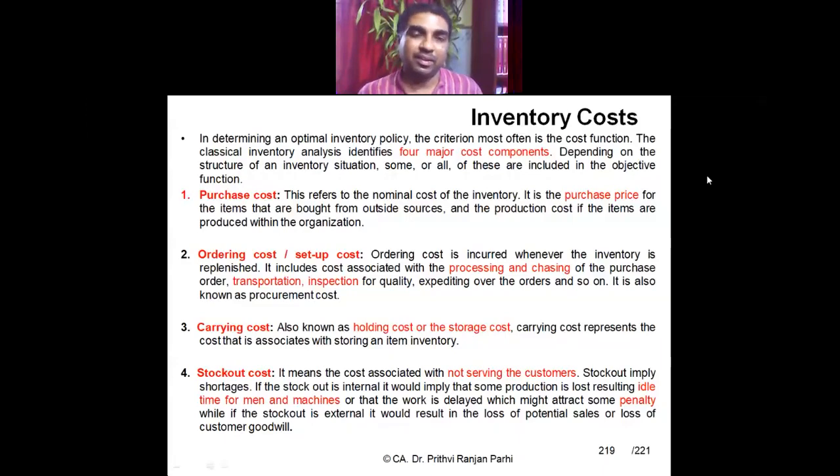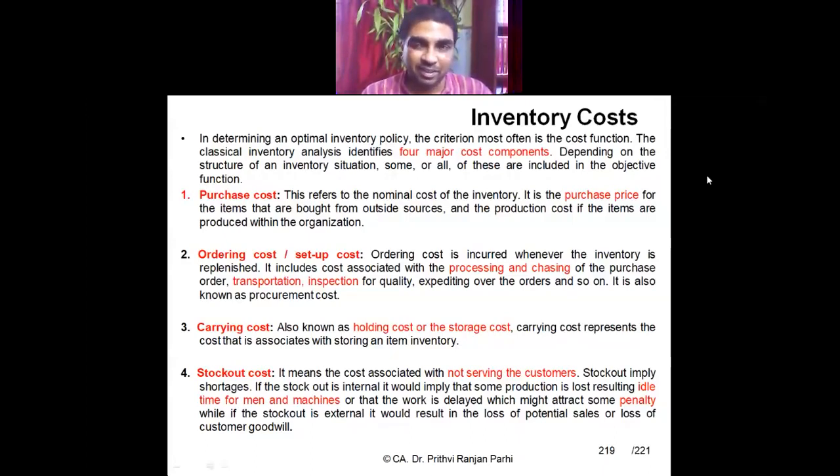Suppose you have to order 1 lakh units. If you order 10,000 units every time, then you have to place 10 orders, so 10 times you have to incur ordering cost. Instead, suppose you want to do it in only 2 orders. That means every time you have to place an order for 50,000 units.